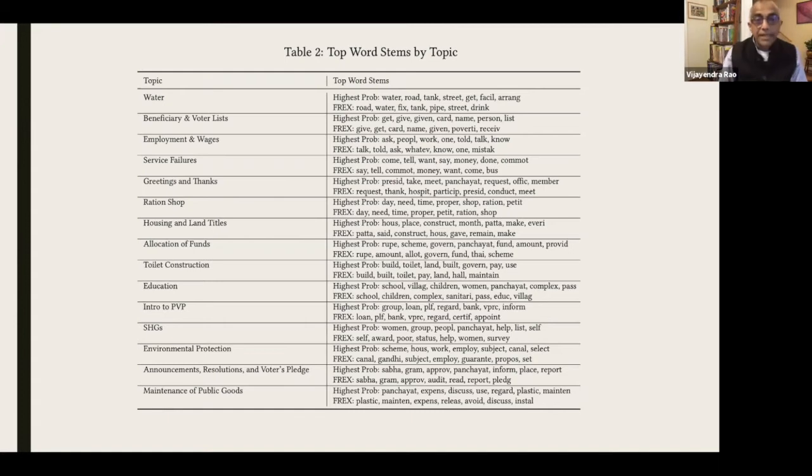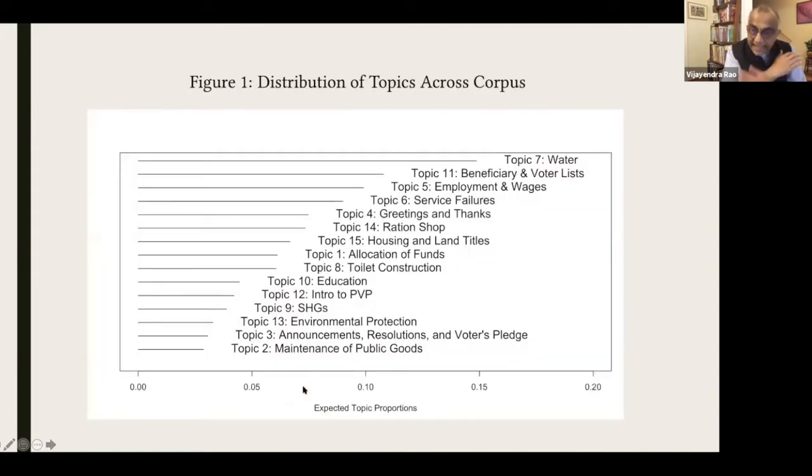These were the topic labels, from water, beneficiaries, employment and wages, and so on, right down to the maintenance of public goods. Now, let's see how those topics are distributed. You can see water dominates the conversations. About 15% of the corpus consists of water topics, and the maintenance of public goods is only about 4%. So that's the distribution.